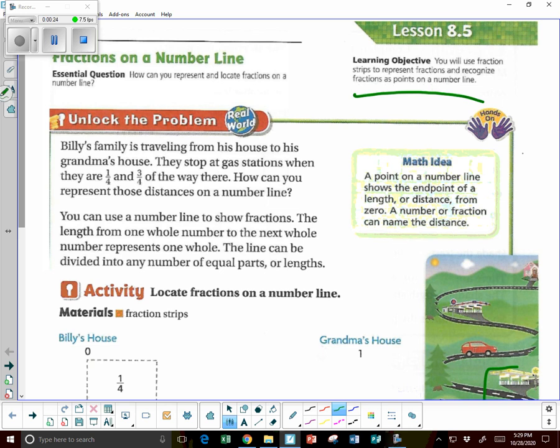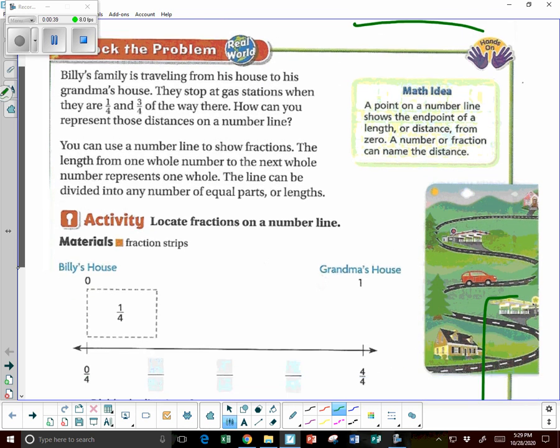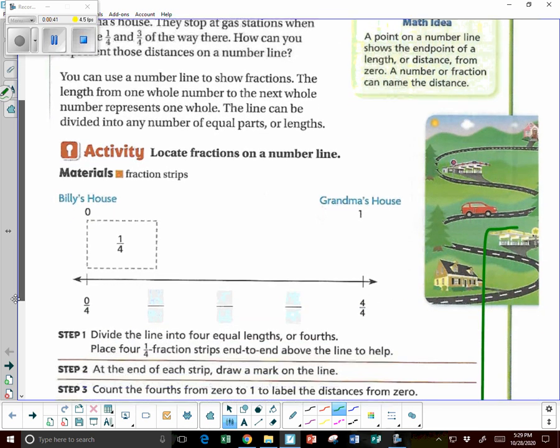All right. Billy's family is traveling from his house to his grandma's house. They stop at gas stations when they are 1/4 and 3/4 of the way there. How can you represent those distances on a number line? You can use a number line to show fractions. The length from one whole number to the next whole number represents one whole. The line can be divided into any number of equal parts or lengths.